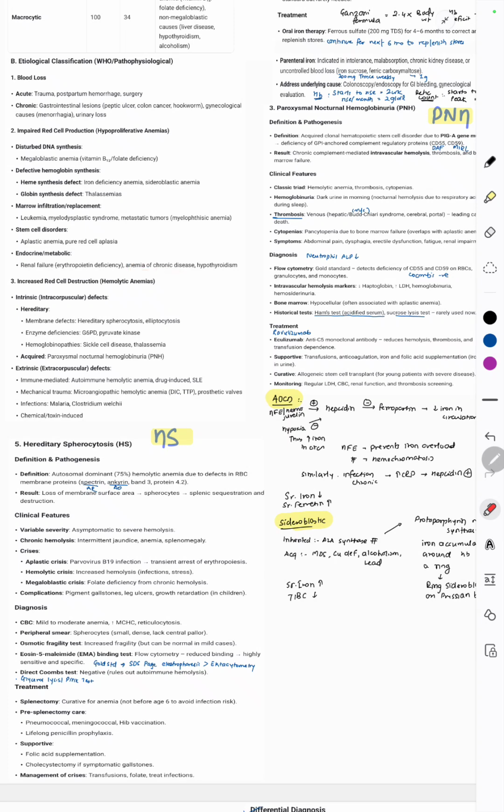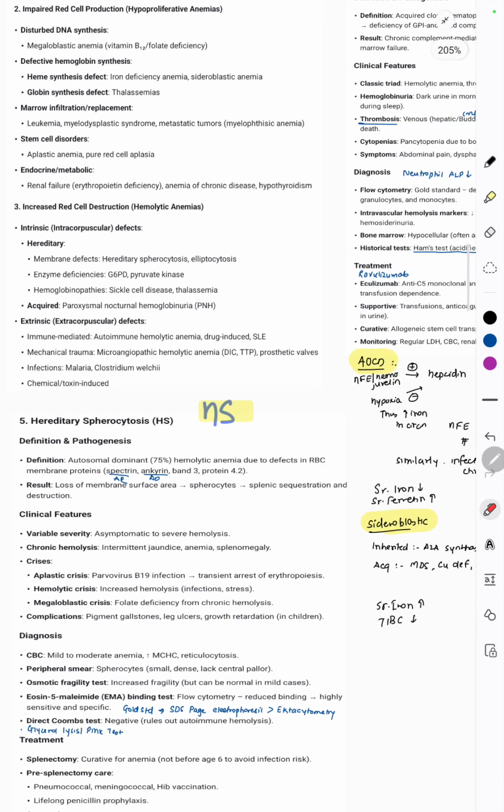Now, increased RBC destruction, that is hemolytic anemia, it can be intrinsic or extrinsic. So intrinsic, that is intracorpuscular defect. The first is hereditary causes. They include the membrane defects like hereditary spherocytosis or hereditary elliptocytosis, enzyme deficiencies, G6PD deficiency, and pyruvate kinase deficiency. Then in the hemoglobinopathies, the sickle cell disease and thalassemia. Acquired one is going to be paroxysmal nocturnal hemoglobinuria.